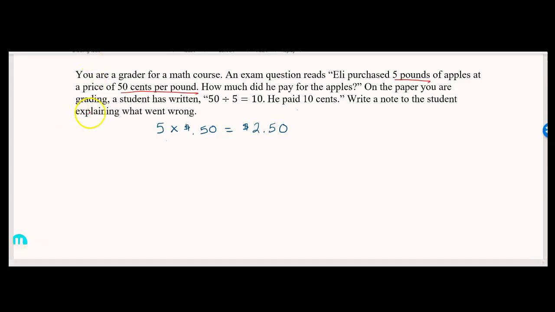Now, I have to think, well, then what would I explain to the student? Well, they did 50 divided by 5. So what I would have said is that the student must have taken 5 divided by 50. And so we would let them know that I needed to take the cents times 5. And that would be called test corrections.